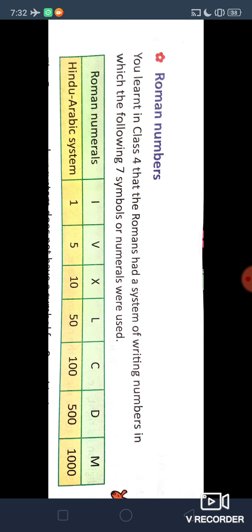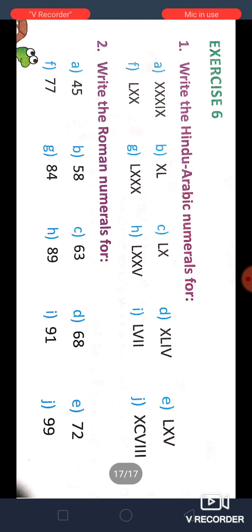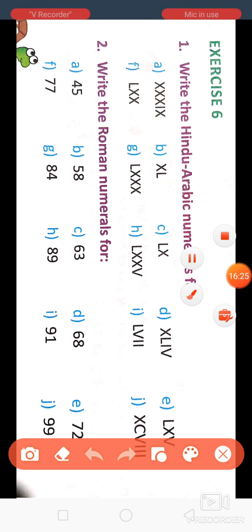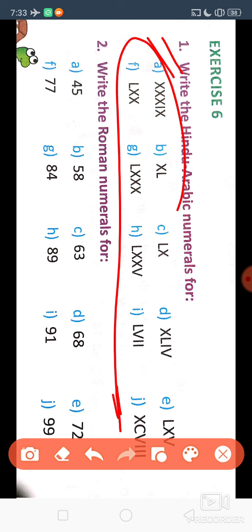Okay. Now come to this part. So this is your homework. Question number 1, all the parts up to J. All 10 questions you have to solve. Okay, I hope you can do it. Look here, this one is very simple.